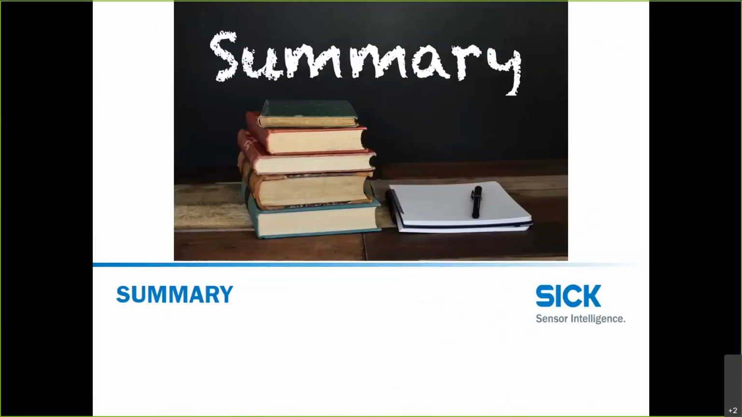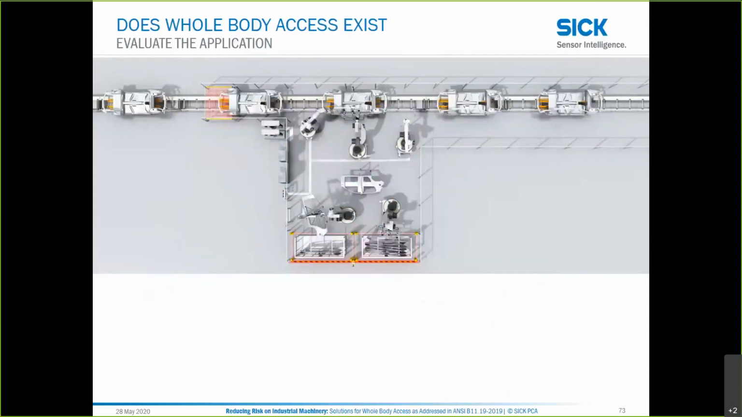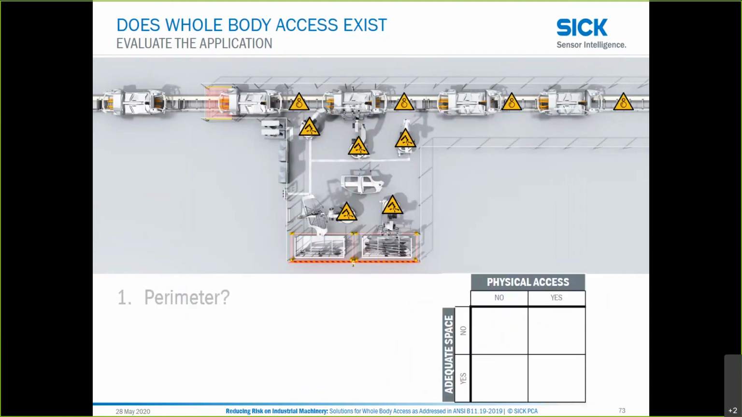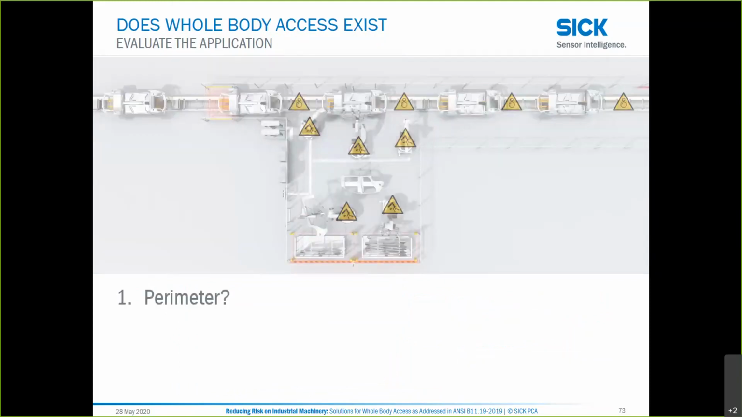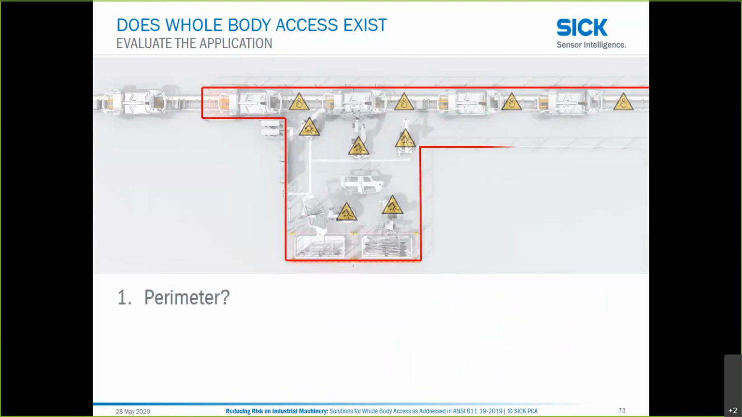So now we can start to summarize as we're coming close to the end. What we have to consider first is evaluating the application. Do we even have whole body access? Here's an example, an automotive cell. There are multiple hazards with robots and conveyors and other elements inside. And we have to identify, is there a perimeter? In this application, yes, we can see that there's a perimeter that's defined.